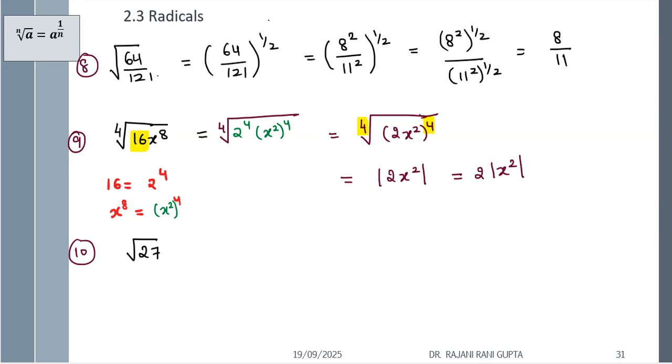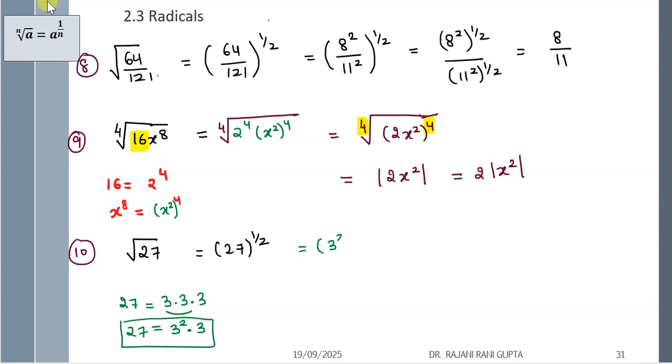Now suppose you have root of 27. How are you going to simplify? Root 27 means 27 power half. Now we know that we cannot write 27 as any number power 2. But we can write 27 as 3 multiply 3 multiply 3, correct? 3 power 3. So we can split it as 3 power 2 times 3. Here we will be using this expression for 27. So this gives you 3 power 2 times 3 and its whole power half.